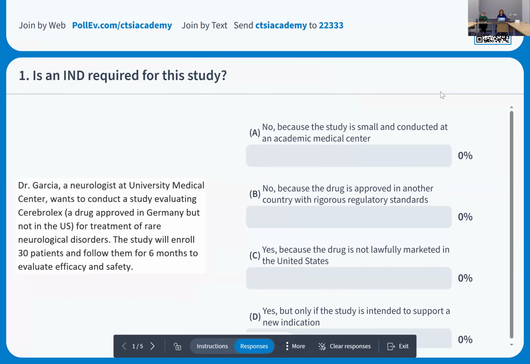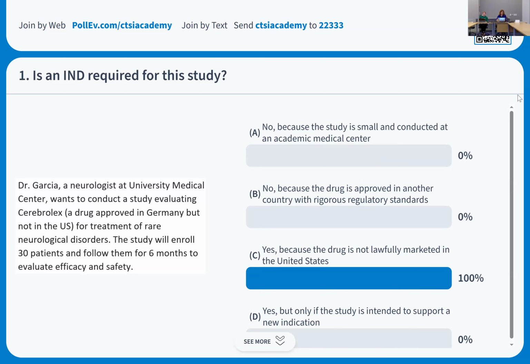I have the first question activated. Okay, so you can see the question here. These are just a couple of different case scenarios. Dr. Garcia is a neurologist at your medical center. He wants to conduct a study evaluating cerebrolex. I don't know how we want to say that. But this drug is approved in Germany, not in the US, for treatment of a rare neurologic disorder. They want to enroll 30 patients and follow them for 6 months to evaluate safety and efficacy. All right, so we've got 100% saying the drug is not lawfully marketed in the US, so yes, it does need an IND. Wonderful.